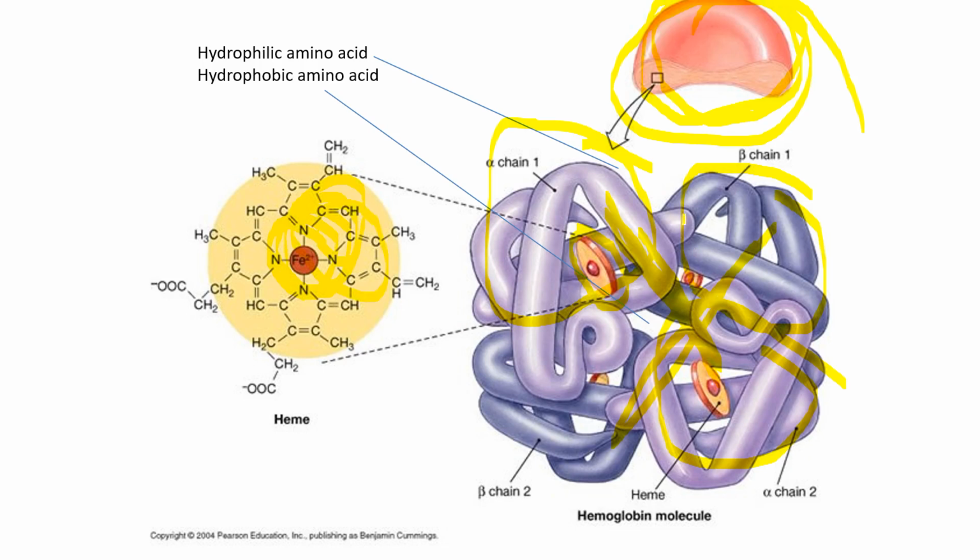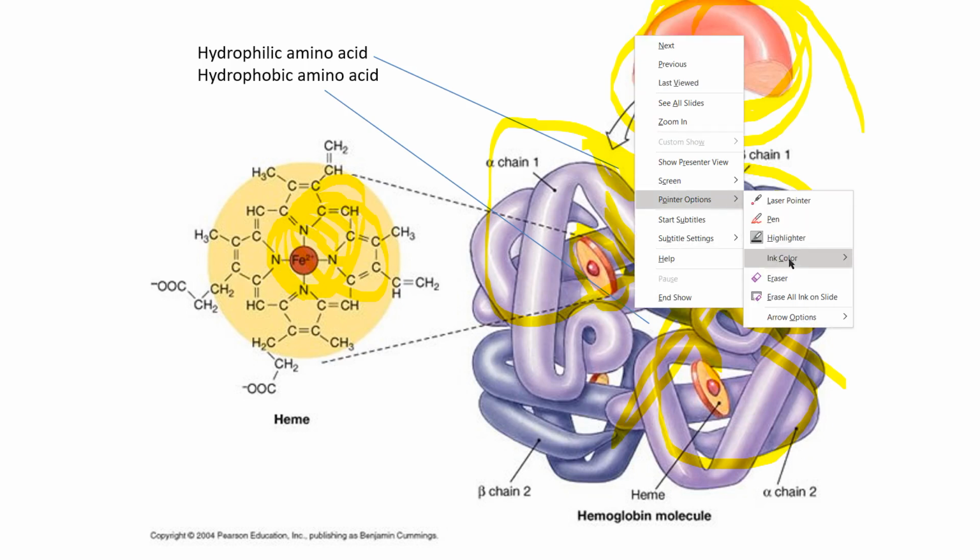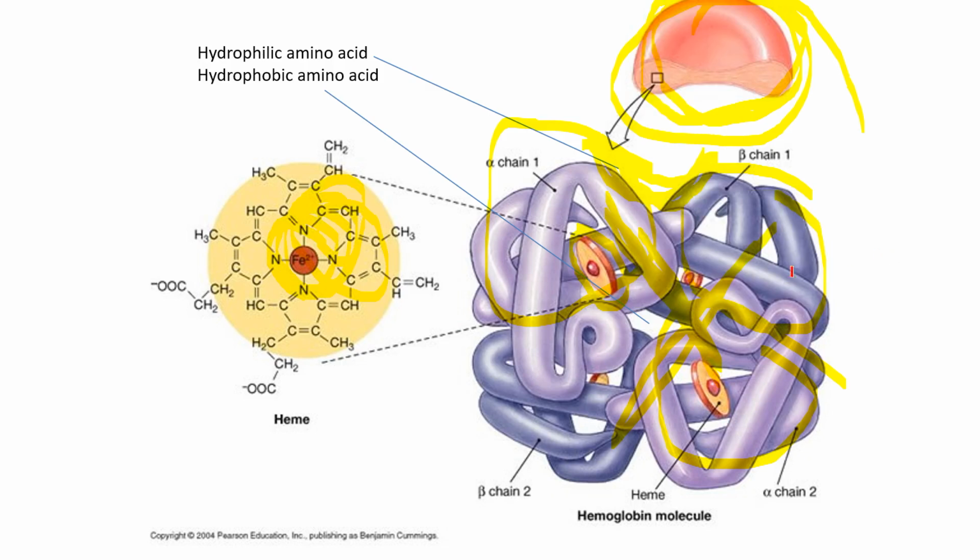And this is the outer surface of the hemoglobin, which is hydrophilic because of the hydrophilic amino acids. Let me change the highlighter color. This is the hydrophobic amino acids, which are in the internal part of the hemoglobin, which gives the hydrophobic characteristics. So that's it about the structure of the hemoglobin.